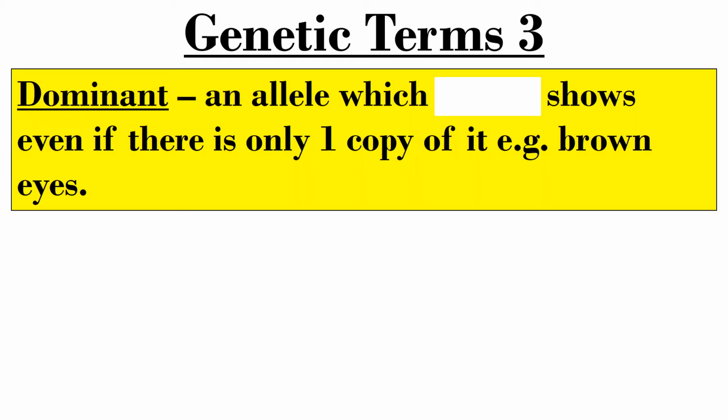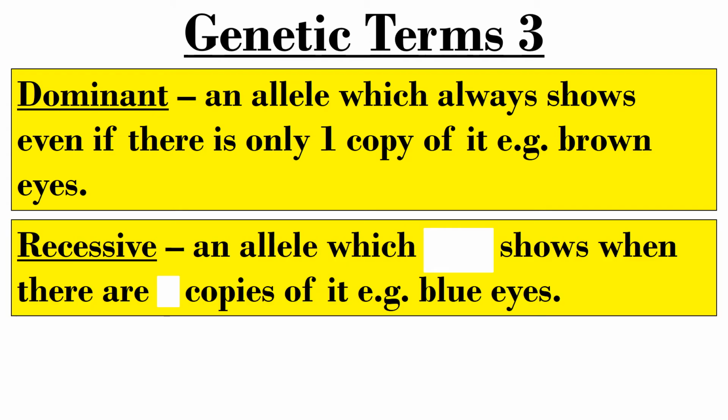So we talked about alleles before, and remember alleles are the different versions of a gene. Now, if you've got an allele which is dominant, that means that it always shows. Even if you've only got one copy of it, so you get an allele from your mother on the chromosome you get from her, and an allele from your father on his chromosome, if it's a dominant allele, you only need one copy of it. So if you get it from your mum but not your dad, it's going to show. You're going to have brown eyes.